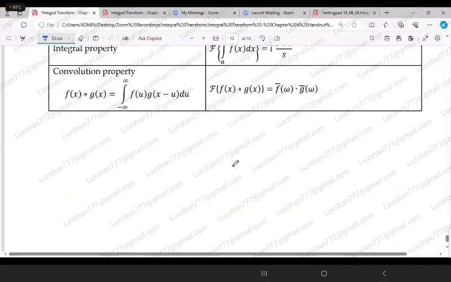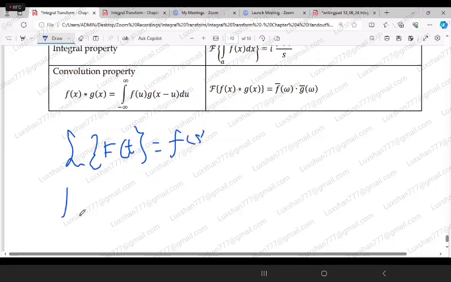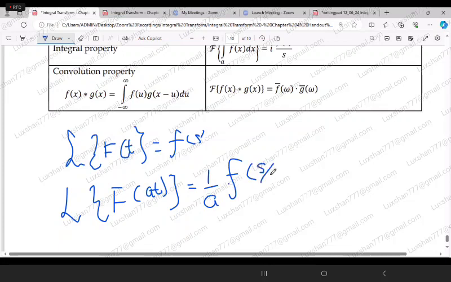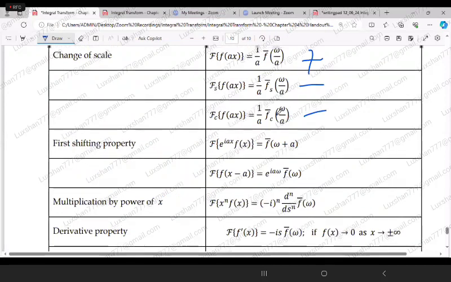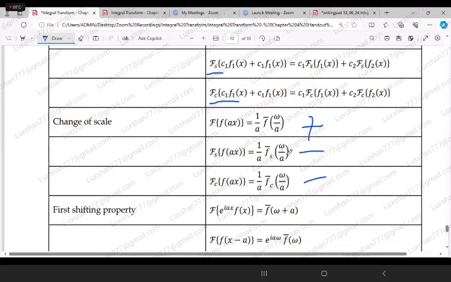If you can remember this one, change of scale property means if Laplace transform of f(t) equals F(s), then change of scale property says that Laplace transform of f(at) equals 1 over a into F(s over a). Okay, so similarly here also it satisfies the change of scale property. We are not going to prove this one, but just try to understand this.